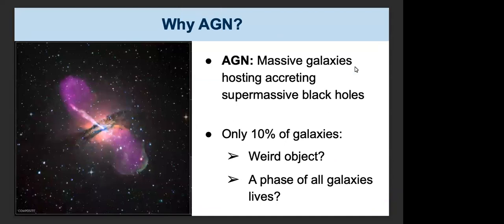So we study AGN, which are massive galaxies hosting and creating supermassive black holes. Although a lot of us here work on AGN, they're only 10% of all galaxies. So do we just like to study weird objects? Not really. The idea currently is that they're actually a phase in the life of all galaxies. So all galaxies should spend around 10% of their life in the AGN phase. So understanding this phase would give us important clues on galaxy evolution and why the universe looks like it does today.